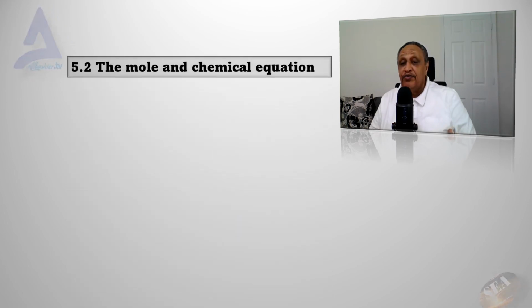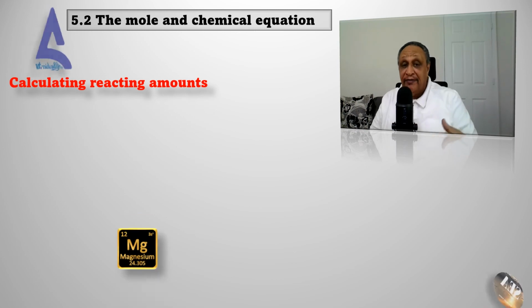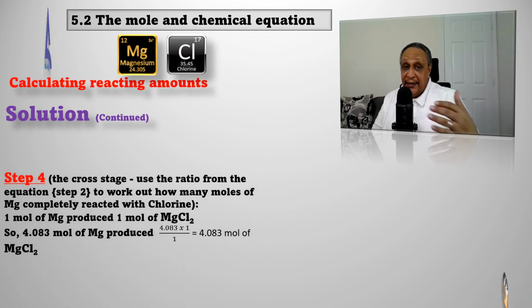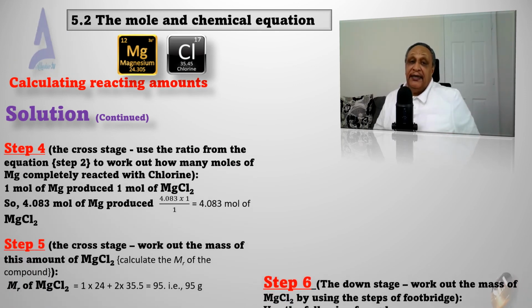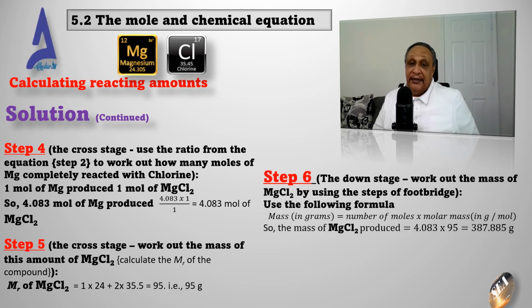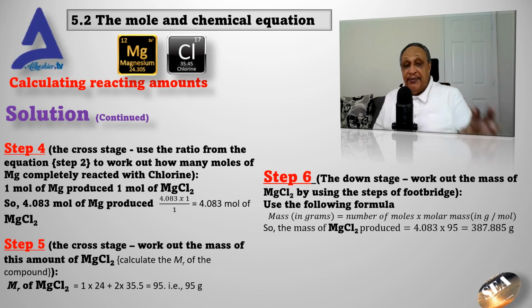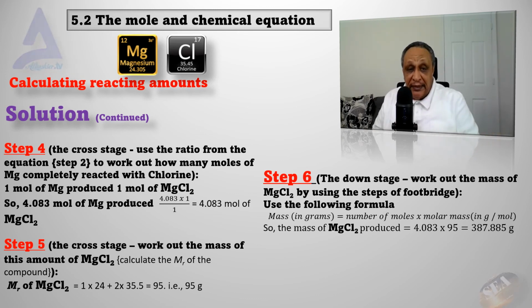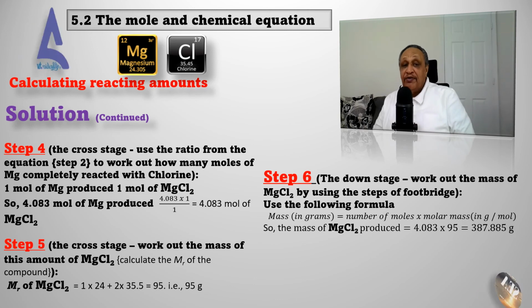Now, this is our last one. I don't want to bother you, but still you have to pay attention to that. Again, it is about the magnesium chloride, and it is continuing the solution of the last portion of the fifth problem. Now, step 3, as usual, we are going to work out how many moles of magnesium completely reacted with chlorine. 1 mole of magnesium produced 1 mole of magnesium chloride.